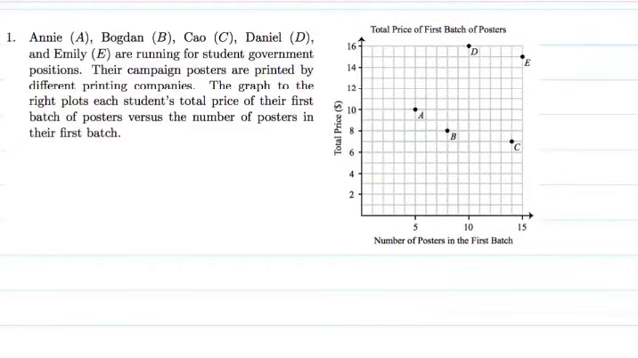The 2020 Friar Contest. Question 1 reads, Annie, Bogdan, Tao, Daniel, and Emily are running for student government positions. Their campaign posters are printed by different printing companies. The graph to the right plots each student's total price of their first batch of posters versus the number of posters in their first batch.